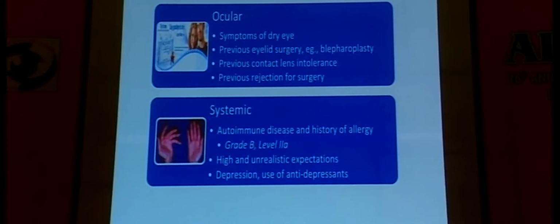In the preoperative assessment, it is very important to take an ocular history. Symptoms of dry eye, previous eyelid surgery, previous contact lens intolerance. Systemic history is important. Autoimmune disease is known to be a risk factor for significant post-op dry eye. This is a grade B recommendation. And if your patients are depressed and on antidepressants, the medication can also predispose to dry eye.